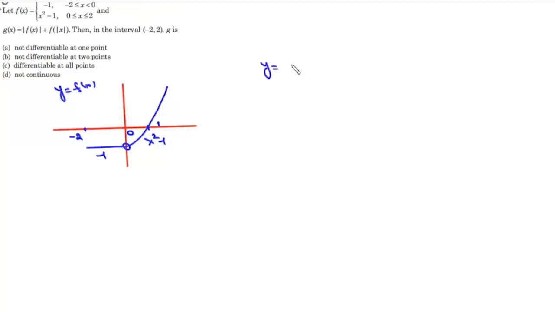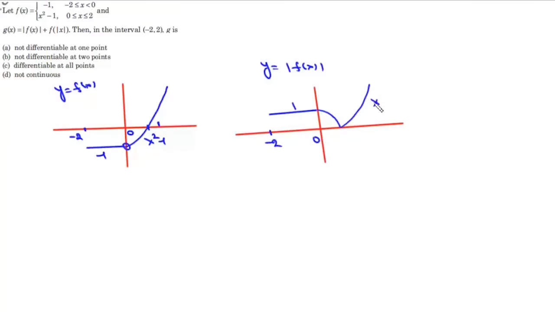Now if we take the transformation of y equals mod f(x), then we'll reflect the graph about the x-axis in the upper direction, and then we'll erase the graph from the third and fourth quadrant. So it'll be this graph, and here it will be inverted like this. So between minus 2 and 0, this is 1. Here it will be x square minus 1, and here it will be minus x square minus 1. So that is the graph and definition of mod f(x).